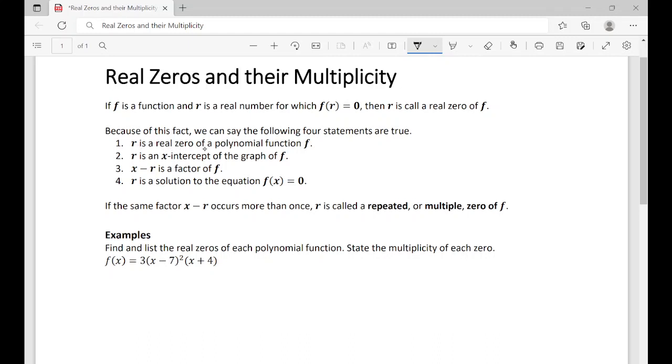r is a real zero of the polynomial function f. r is an x-intercept of the graph of f. x minus r is a factor of f. And r is a solution to the equation f of x equals 0. If the same factor x minus r occurs more than once, r is called a repeated or a multiple zero of f.